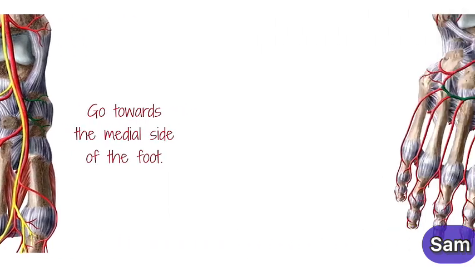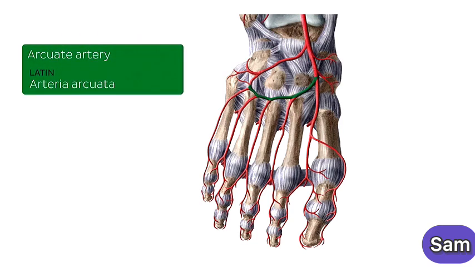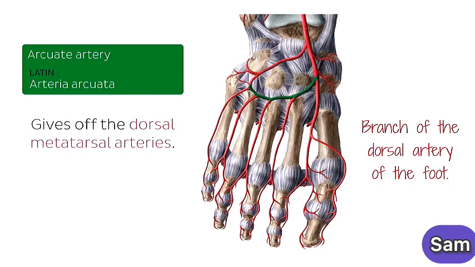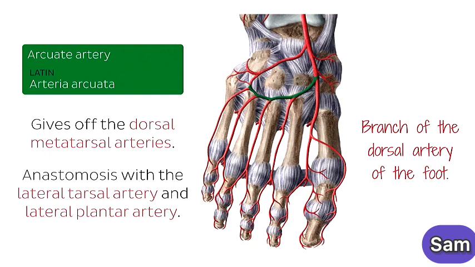Ready to move on to the next structure that you see here highlighted in green. This is known as the arcuate artery. This one is a branch of the dorsal artery of the foot as well. Remember that the dorsal artery of the foot is seen right about here. It runs like an arch and gives off the dorsal metatarsal arteries. The arcuate artery runs over the base of the metatarsal bones from the medial to lateral sides and forms an anastomosis with the lateral tarsal artery and lateral plantar artery for a safe and efficient blood supply in this region.